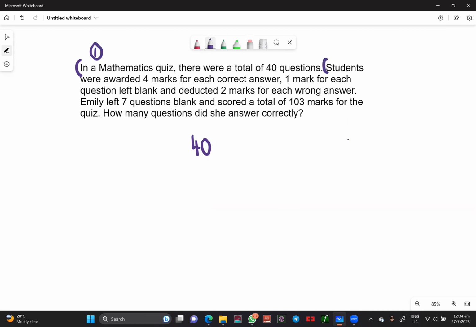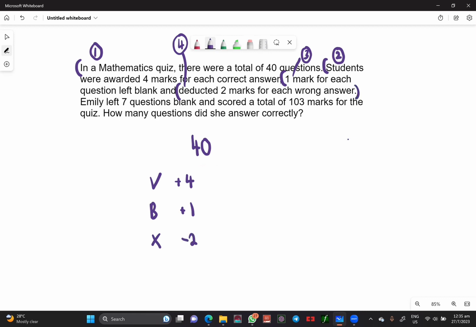Now, students were awarded 4 marks for every correct answer. So you get 4 marks for each correct answer. And if you were to leave a question blank, you still get 1 mark. Maybe that 1 mark could be the meta marks, right? So that is sentence number three. And then for sentence number four, it says that they are going to deduct 2 marks for each wrong answer. So if you answer wrongly, then they will minus 2.